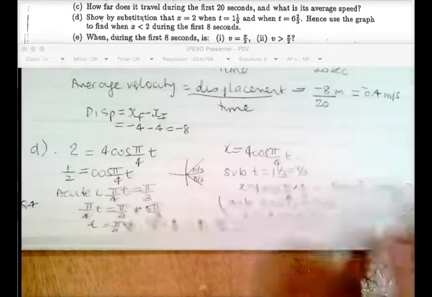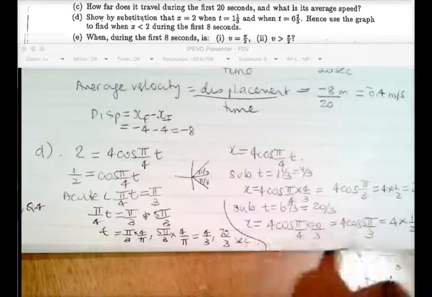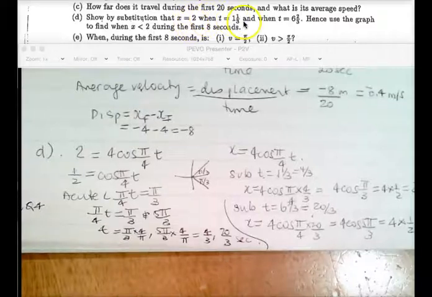So that's just solving it if they didn't give you those times, okay? So it says show by substitution that x is 2 when those times occur. Hence use the graph to find when x is less than 2 in the first 8 seconds.